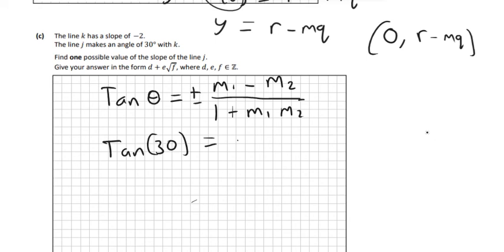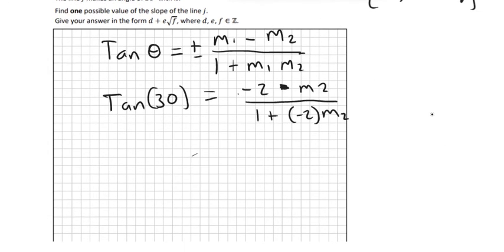Sorry, it should be plus or minus there as well. So -2 minus m2 over 1 plus -2 times m2. Now tan of 30, you can use a calculator or your log tables to figure it out. So it's 1 over root 3. So that has to be equal to -2 minus m2 over 1 minus 2m2. I haven't done much with that yet.